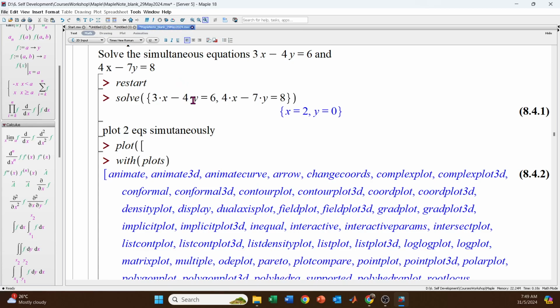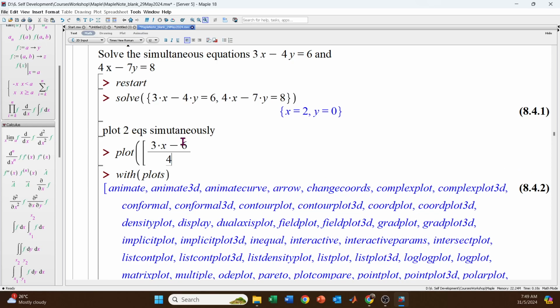Express y as the subject, which will be 3x minus 3 times x minus 4 divided by minus 6, this one, divide by 4. So if you want to use plot, make sure it's a function of x. So express y as the subject. So you get 3x minus 6 divided by 4 for the first equation.